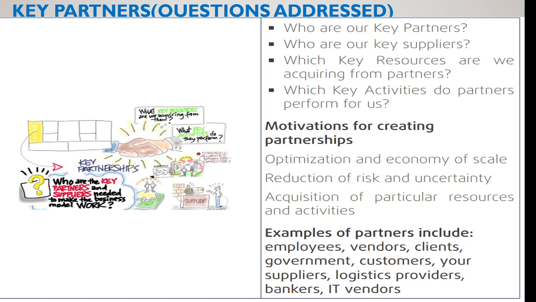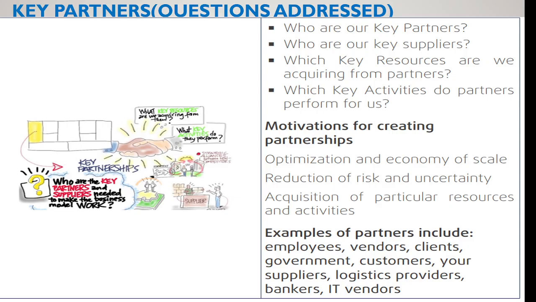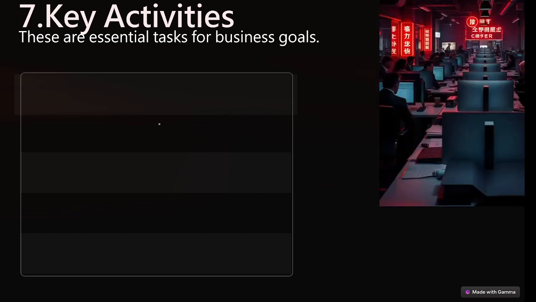Is it bringing an economy of scale, an advantage due to increased size? Is it reducing risk? All these examples of partners may include employees. Even a bank can be a partner if the bank is willing to give you money. The vendors, clients, the government, institutions, customers, your suppliers, logistics, all people who play a vital role in your business for it to run very well.